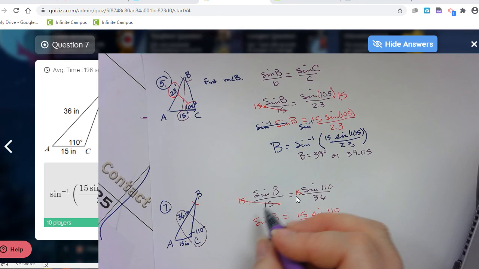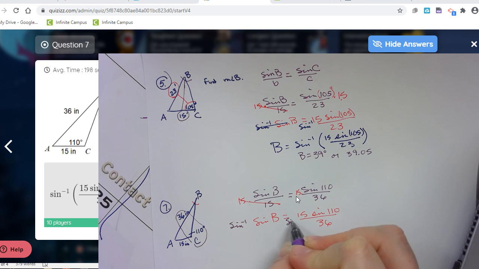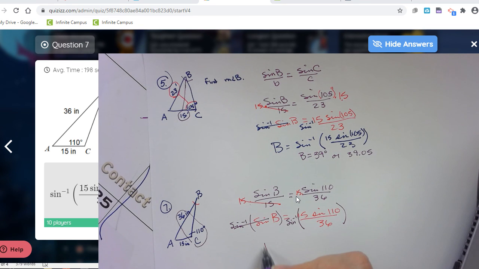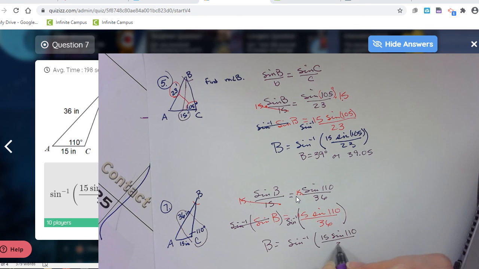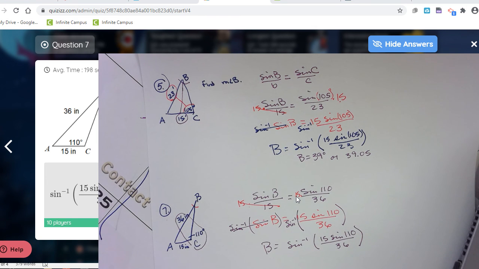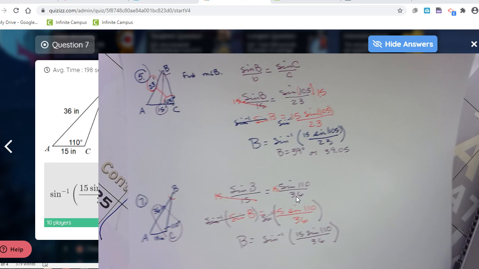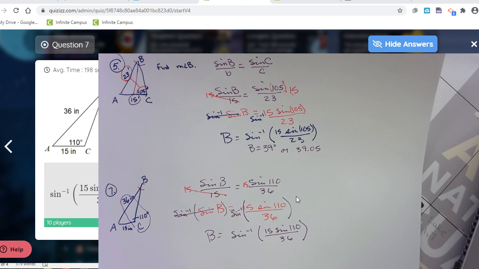Take the sine inverse of both sides. These cancel. B is equal to sine inverse of 15 sine of 110 all over 36. I'm done. That's all it asked for you to do. It didn't even ask for you to put it in the calculator, but if you did, all you would have to do is follow that in the calculator.